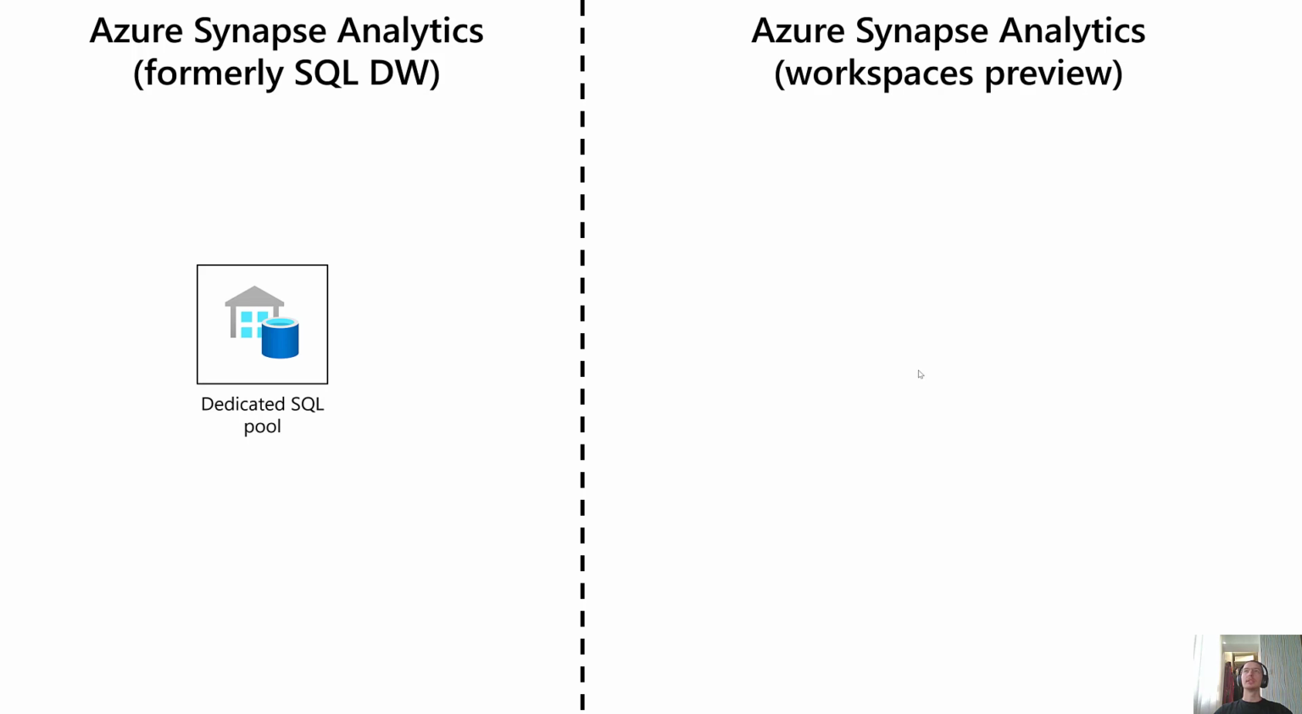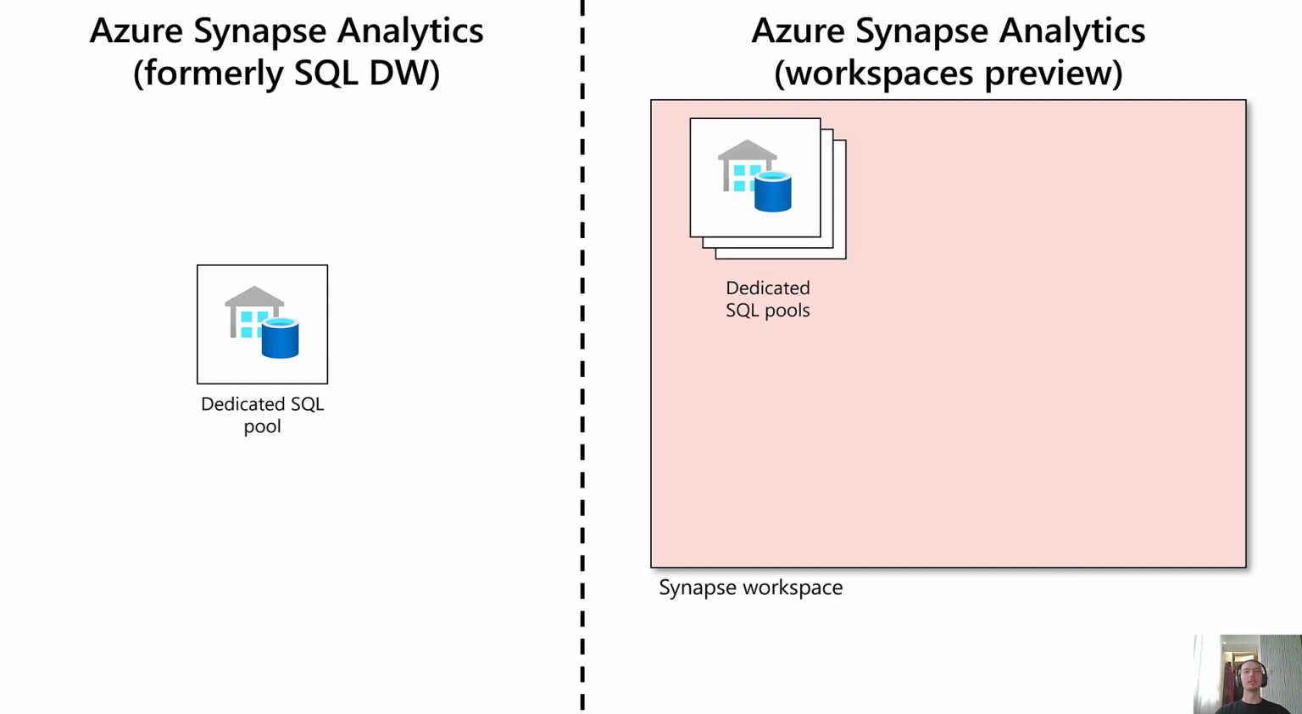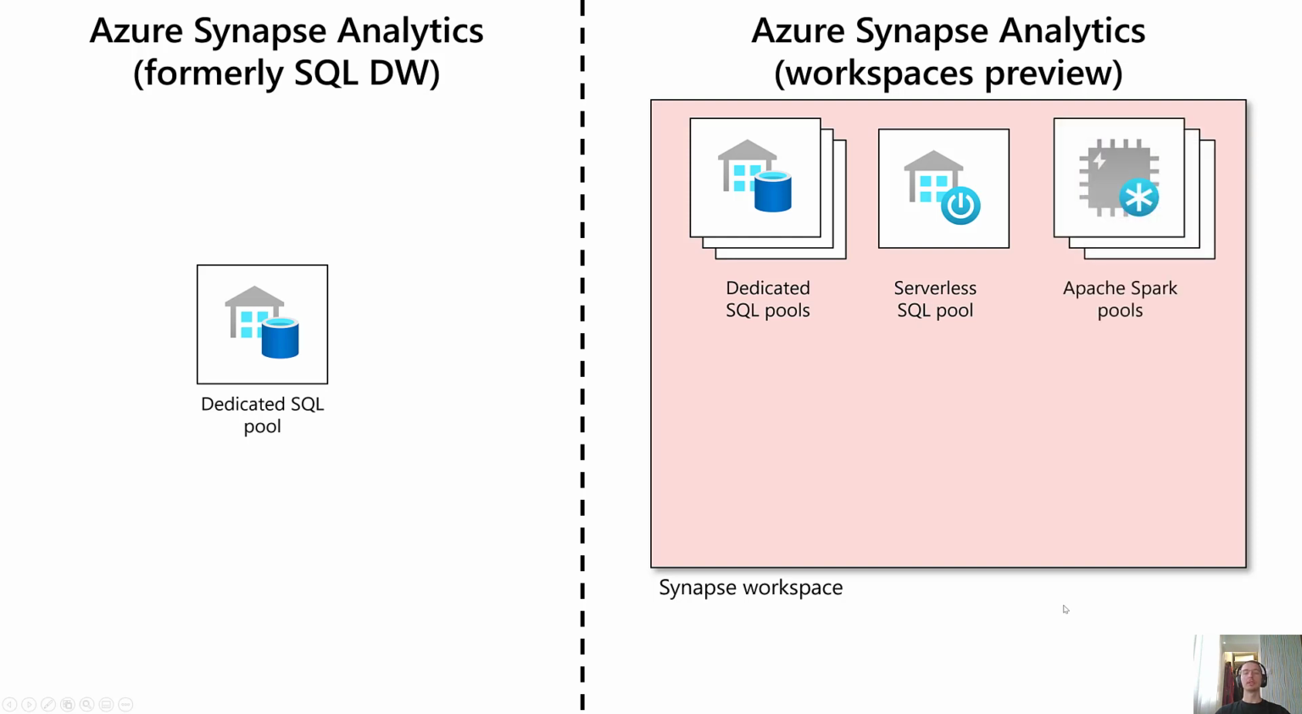On the right side, you can see what the Azure Synapse Analytics workspaces, currently in preview, bring. It contains a bunch of things, starting with a Synapse workspace, which is a single place that contains multiple capabilities. The first one is the dedicated SQL pools that we already mentioned, brought into the workspace. But in addition, there is a serverless SQL pool that gives you a serverless query endpoint that accepts T-SQL, and also Apache Spark pools.